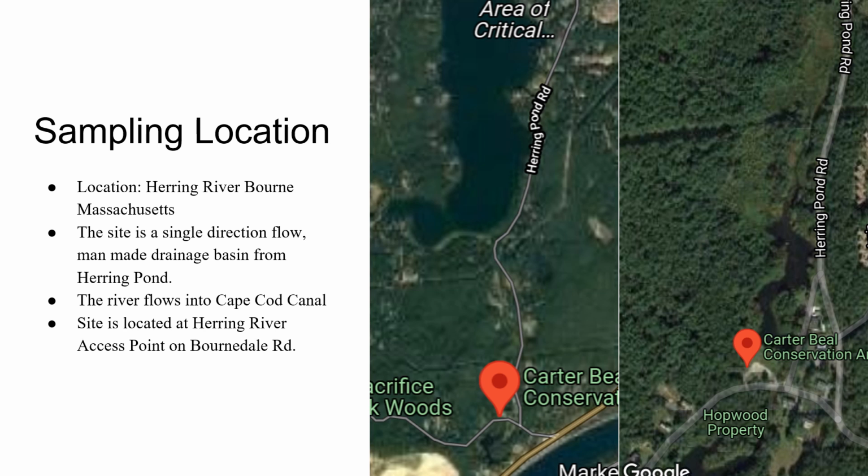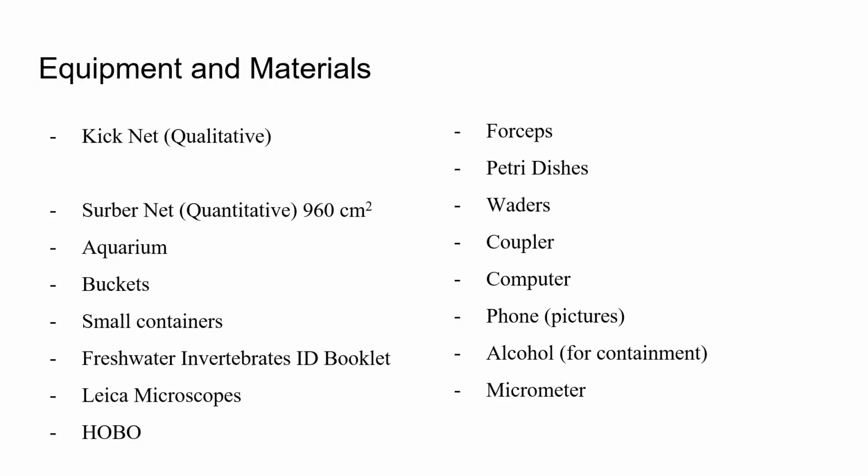The river that drains Herring Pond flows directly into the Cape Cod Canal, and the site is located at the Herring River access point on Bourne-Dale Road. The equipment and materials we used were the KickNet to find our qualitative data. We used the SerberNet to find our quantitative data as it covered an area of 960 centimeters squared.